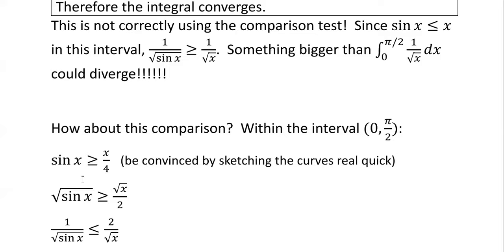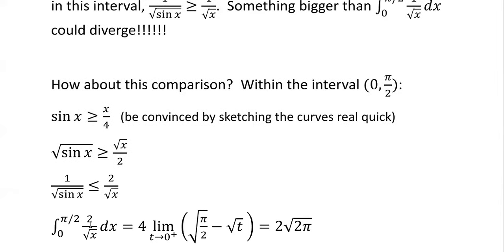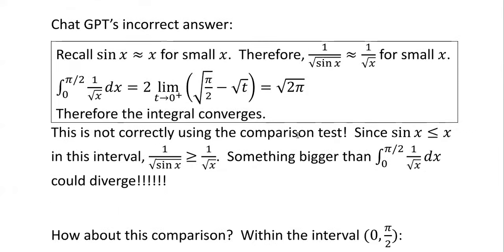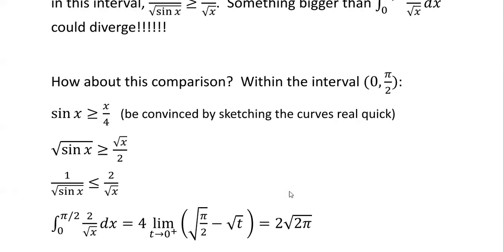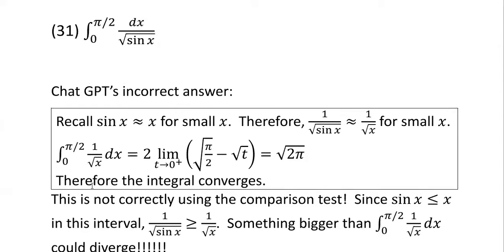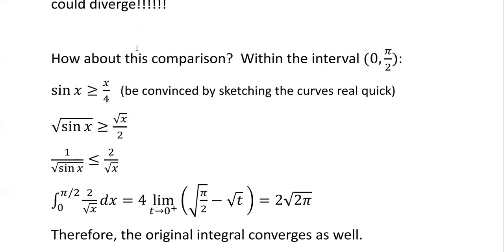Okay. So if this bigger thing converges, then something smaller must converge as well. So we can easily prove that the integral from 0 to pi over 2 of 2 over square root x dx converges. You can evaluate the limit, or since we found this one up here, we just multiply by 2. Same thing. Okay. Since this converges, this one right here, and our actual function that we want is even smaller, therefore, our original guy converges as well. This is a proper comparison test, not what ChatGPT did.